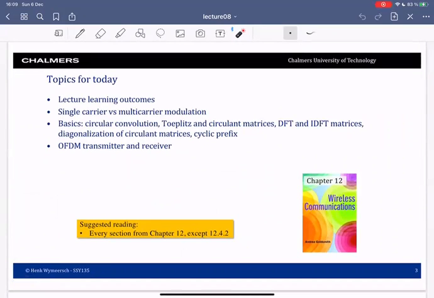We'll talk about single and multi-carrier modulation, and then we will have different mathematical components that we'll go through in detail, and in the end we will see an OFDM transmitter and receiver. The text for today refers to chapter 12 of the book, and I recommend, as always, that you read the highlighted sections.